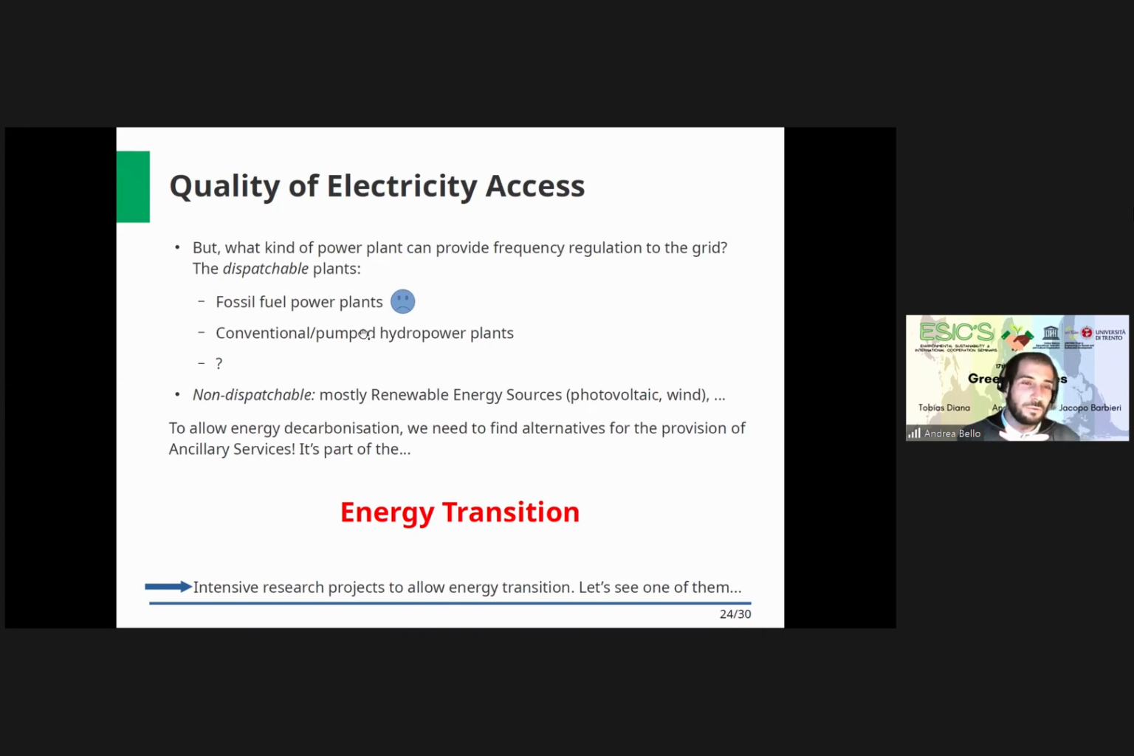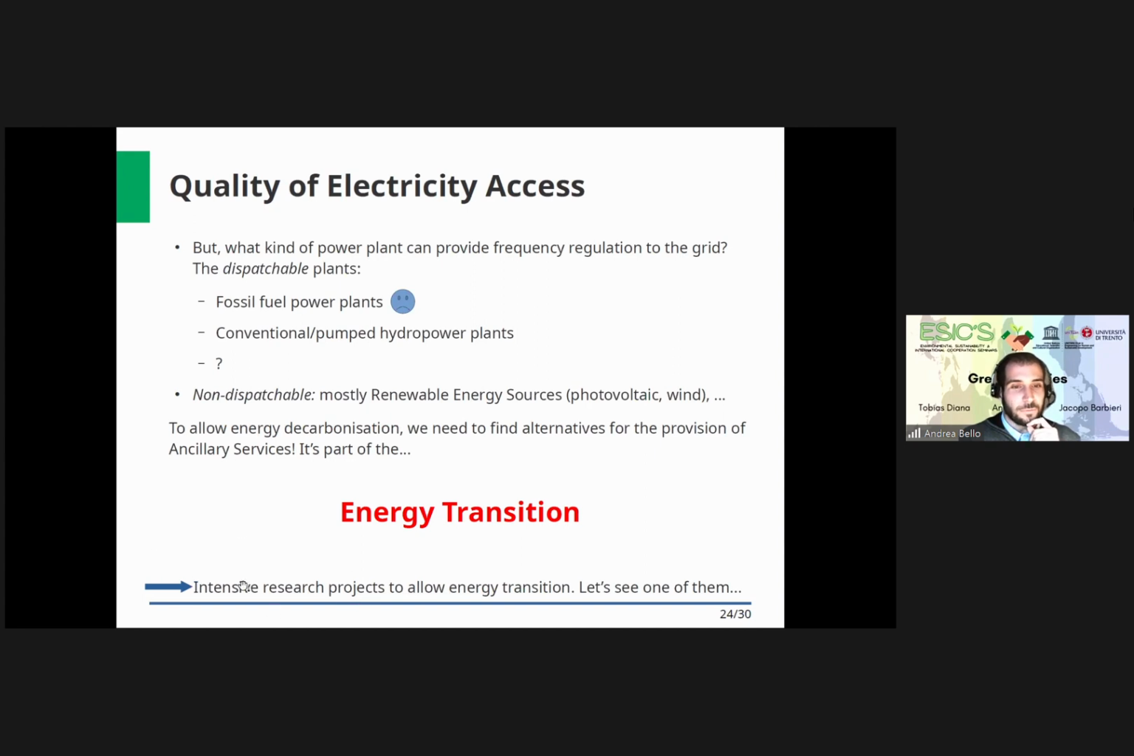We want to phase out those power plants, and in Italy, for example, the phase out is in 2025, but we need to find alternatives. There is, of course, a lot of research on this topic. It is the general topic of energy transition, but still there is much to be done.